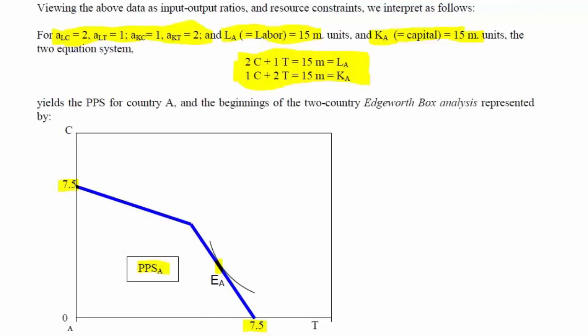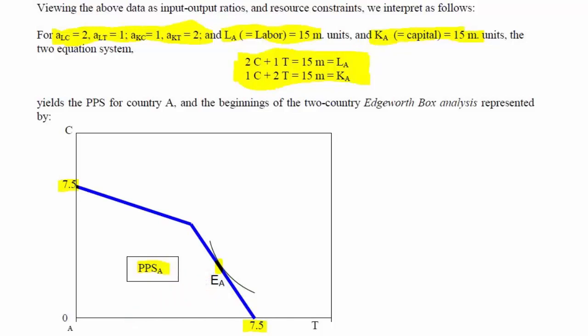But in this class, the focus is not on growing your resources, but on trade. So we want to ask the question, what does it mean to trade to some consumption bundle beyond your production possibility frontier? And that will involve moving away from the autarky consumption point. In this panel, it's labeled as E subscript A, to some point that is higher.